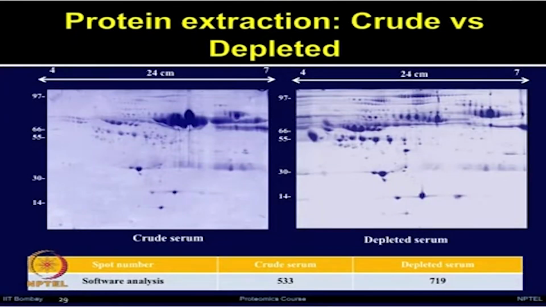Since we standardized our conditions on the small gels earlier, we also tried to apply that on the large gel of 24 centimeters, because that is where we have to perform all our analysis. So, we again compared crude versus depleted protein response of these serum samples on the large gel, and as expected the depleted serum sample showed more spots as compared to the crude serum samples.